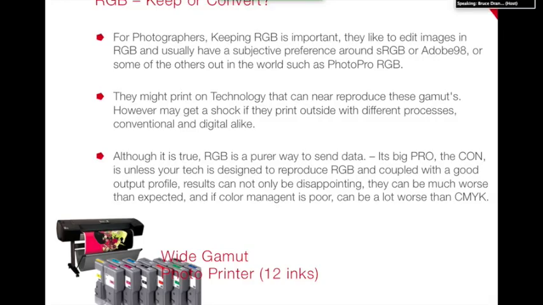So it's true, RGB is a purer way of sending data. It has a bigger gamut, and that's a pro. But a con is, or one of the things which can let it down, is that we must describe the sort of look and feel of the way we want those pictures to look. Do we want them to have that vibrance of Adobe 98, or do we want to have it the more natural look of sRGB? And that question might be out of your control.